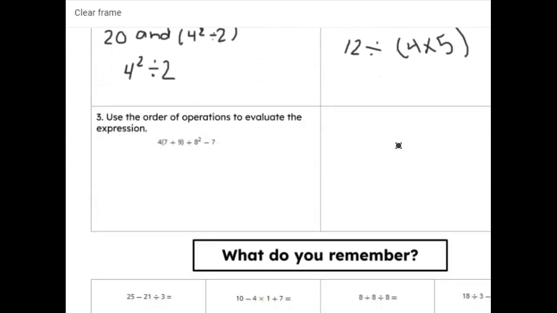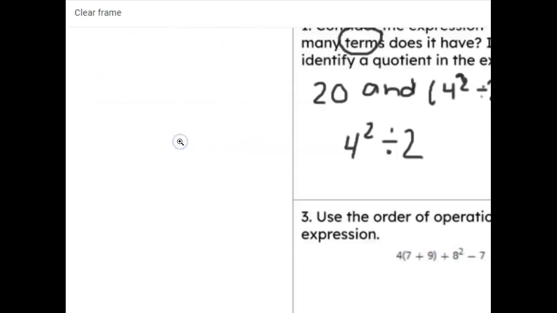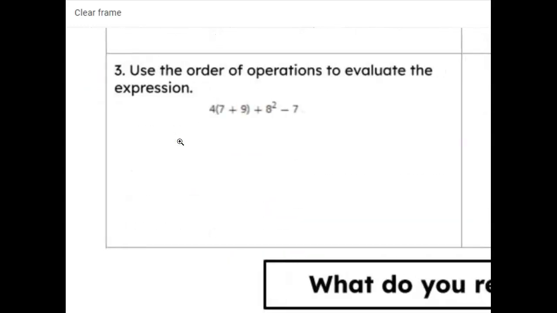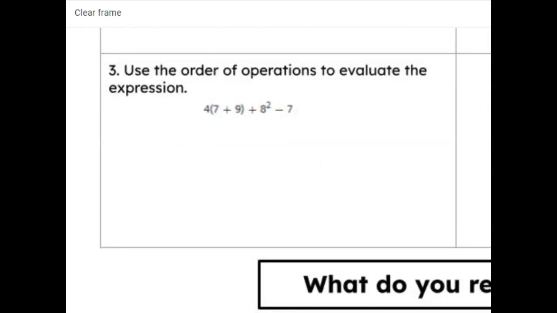And 3, we're using order of operations to evaluate the expression. Remember, first we're looking for parentheses. I'm going to zoom in just a little bit further. That was really far, but we're going to deal with that. Okay, I'm going to circle the first thing we're going to do. Parentheses: I have 7 plus 9, that is 16. So 4, and then in parentheses, we have 16 plus 8 squared minus 7.